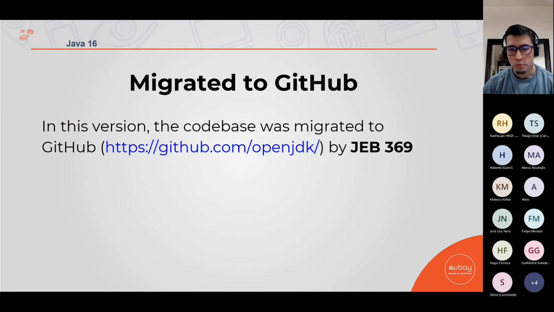Another great thing, done by JEP 369, is the migration to GitHub. So in this version, the code base was migrated to GitHub, and this is the link. So now it's easier to find the code, to search the code, to understand the code, and also see the issues and things like that. Maybe also create a pull request or things like that, contribute.